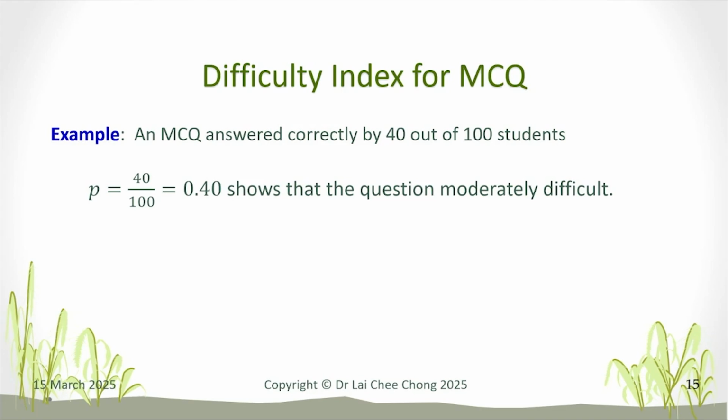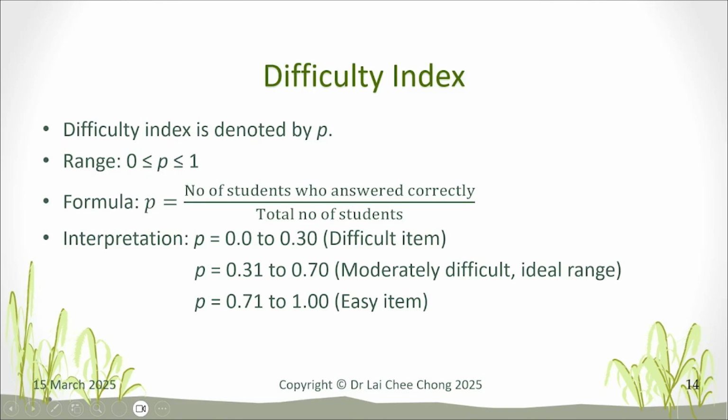It shows that this question is what? It's moderately difficult. Look at your handout here. 0.4 means what? 0.4 is this range. Am I right? So that means, yes, it's good. It's going to be moderately difficult. You have that. Now, one thing about using statistics, you want to have a large sample size.